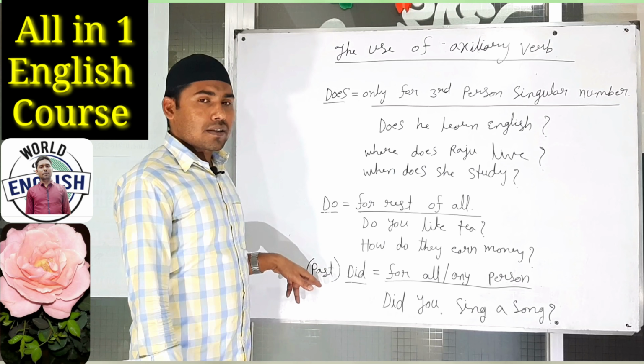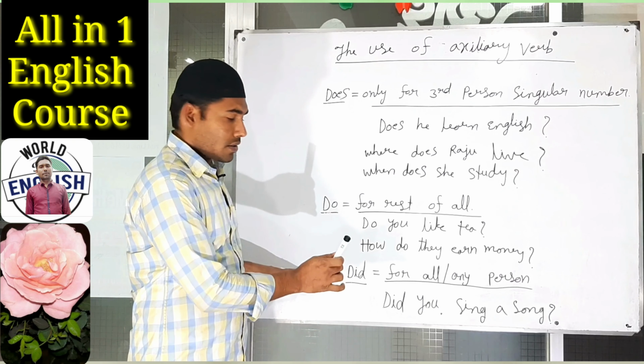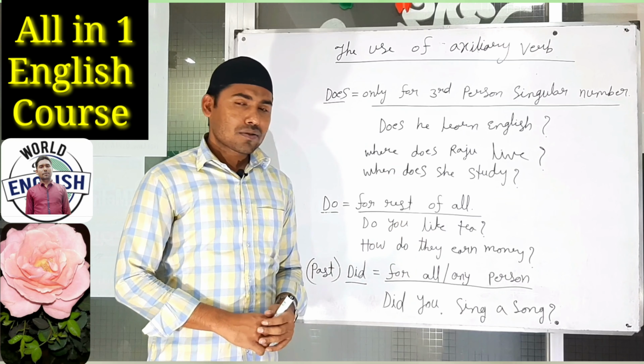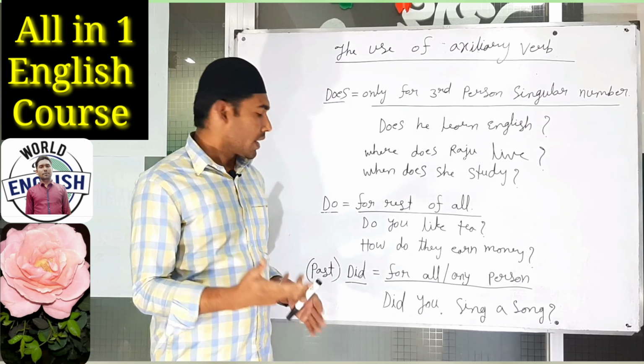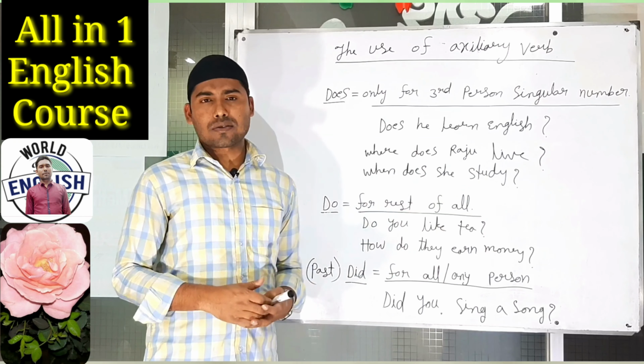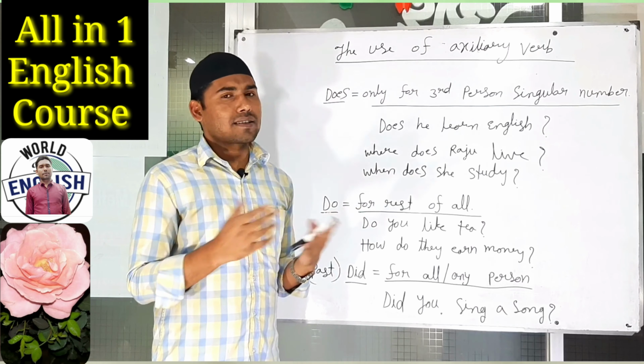Did is used for past. Suppose, did you sing a song? Yes, I sang a song. And it is for all kinds of persons. It may be third, first, or second, it doesn't matter.